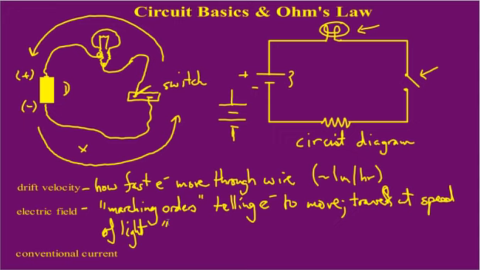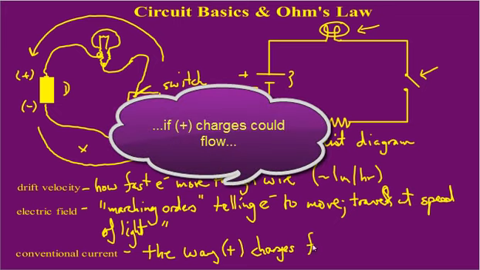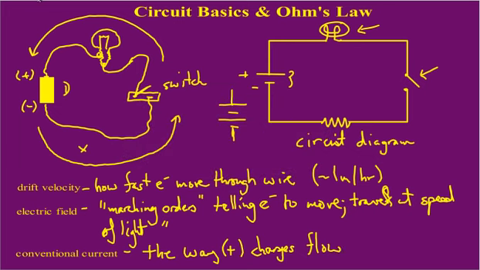But when scientists first started studying circuits 200 years ago, they didn't know whether the charges were positive or negative, and so they just assumed that the charges were positive. So for the first 100 years or so of electric current study, we assumed that the charge was positive. This is sort of a leftover idea, but it's called conventional current. I'm going to write it this way: conventional current is the way positive charges would flow. The way positive charges flow.